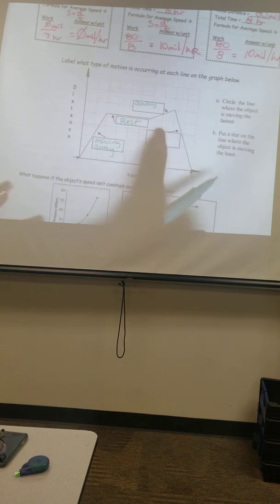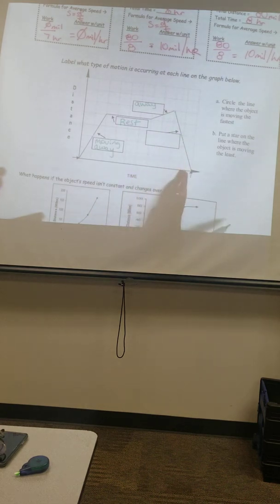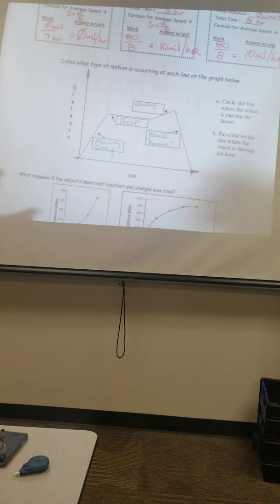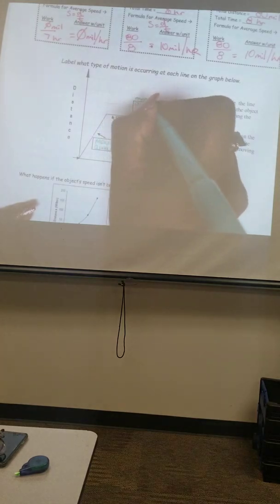Then when I have a downward inverse relationship line, that tells me that it's moving back home. Back to the origin. Back to the beginning. Back to the start. What's the difference between moving away and away? I'm sorry. Oh, same thing.